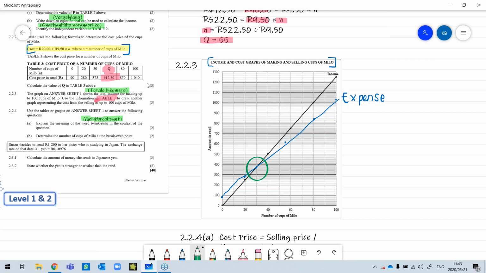So what they refer to, or what they mean by a break even or a gelykbreekpunt, that is where your income and your expenses are exactly the same. So that is the point where you do not make a profit, but you also don't run a loss. So 'n gelykbreekpunt is waar jou inkomstes en jou uitgawes presies dieselfde is en jy glad nie 'n verlies of 'n wins maak nie.